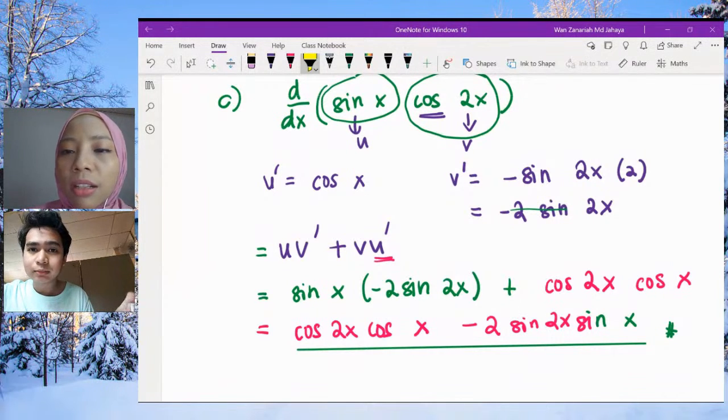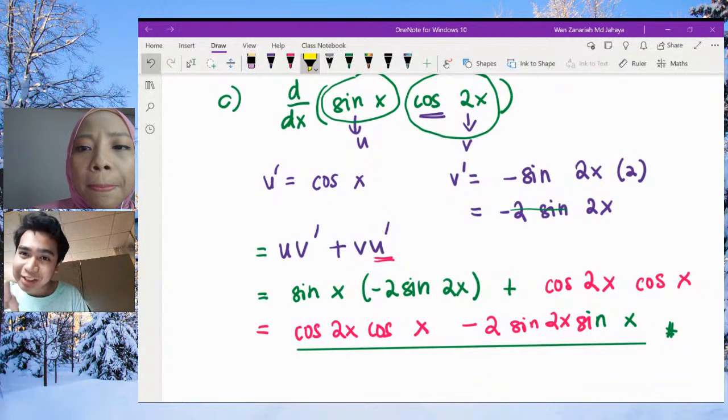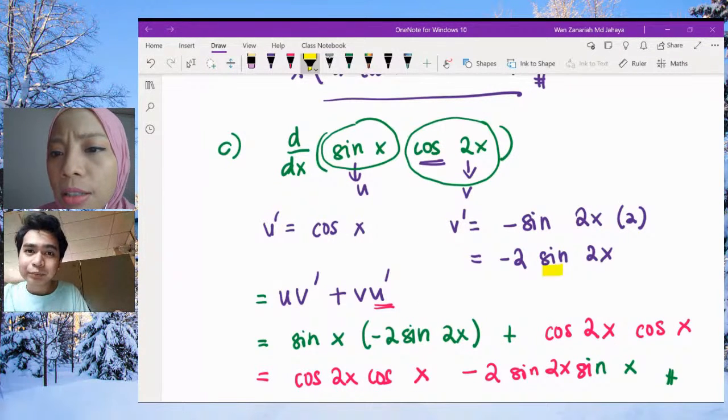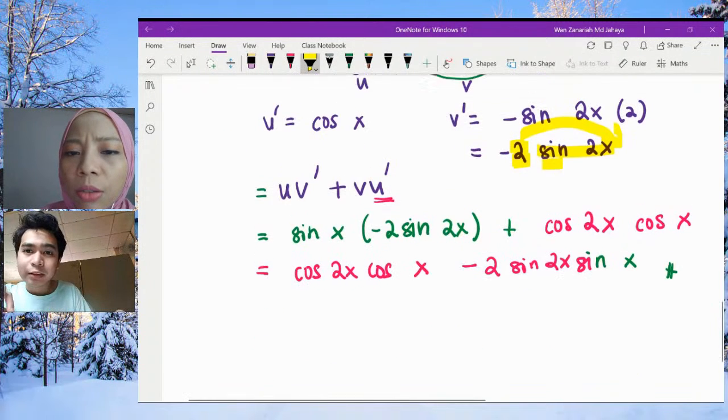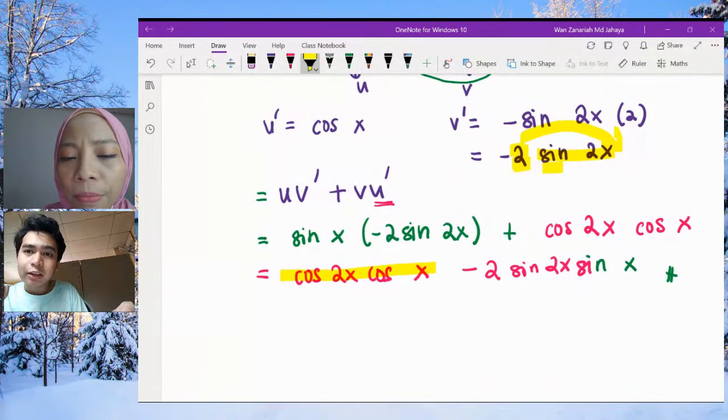Okay, mana yang you nak darab? Maksudnya cos 2x dengan cos x tu, dia tak boleh nak darab. You want to darab this one dengan this one? You nak darab ni dengan ini? Jawapan tu ada. Jawapan mana? Mana you nak darab? Bawah. Okay, yang bawah. Ni, you nak darab?